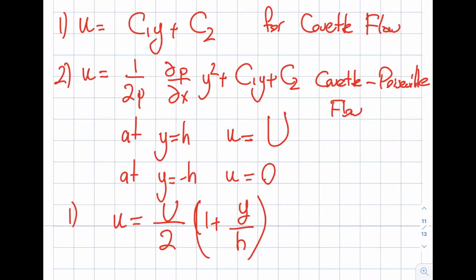But I can verify. If I put y is equal to plus h, top plate, it's supposed to be capital U, right? So that will be h divided by h is 1, 1 plus 1 is 2, so these 2 cancel, and I get u. That's good. How about the bottom plate? I'm going to put y is equal to minus h, so this becomes minus 1, 1 minus 1 is 0, so I get 0. So I'm good over here.